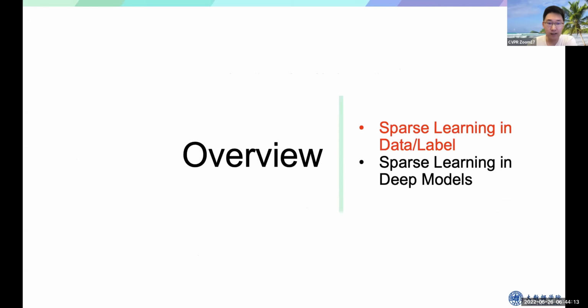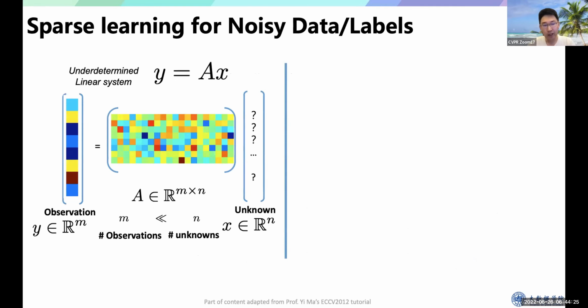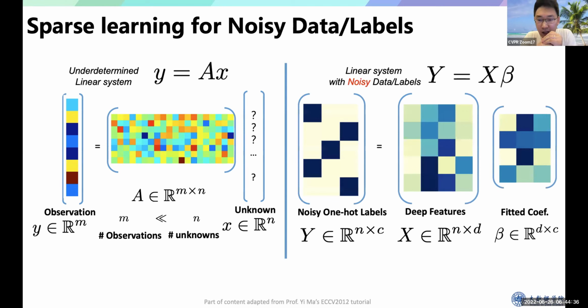So, in the overview of our two parts, the first is about sparse learning in data and label. Here, rather than recovering the sparse feature from data, we will consider the linear system with noisy data and label. Particularly, the label and the observation are noisy. So now we have a linear system with noisy label and data. And we will introduce works of recovering sparse noisy data label for robust statistics analysis.